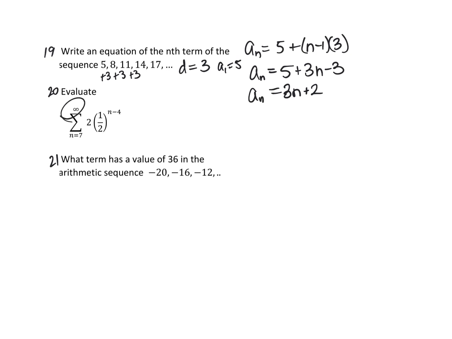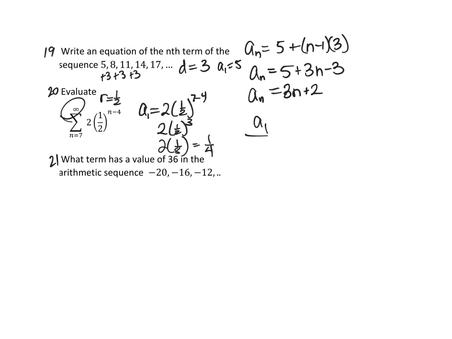Number 20, I see that infinity on top, so the first thing I need to do is check that the absolute value of r is less than 1. So 1 half meets that criteria, so there will be a sum. I need to actually plug in 7 to find my a1, so 2 times 1 half to the 7 minus 4, 2 times 1 half cubed, 2 times 1 eighth, which is 1 fourth.